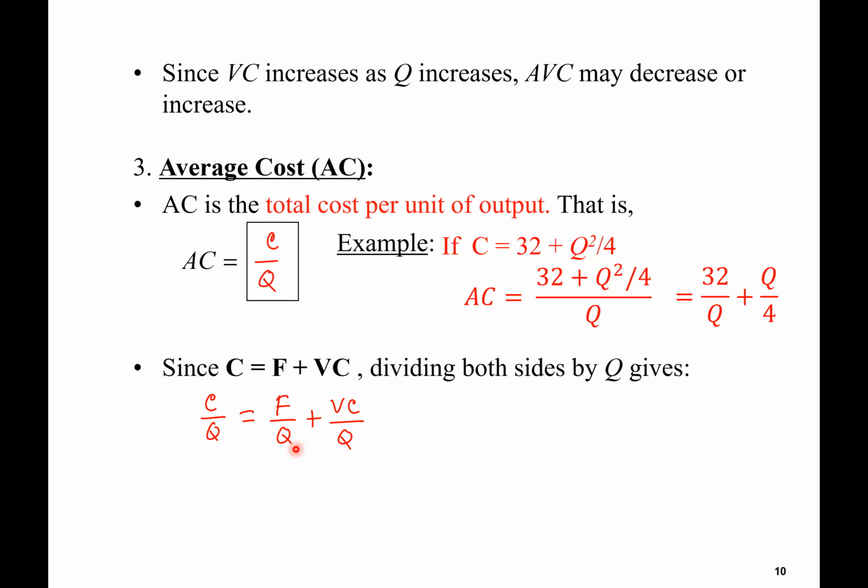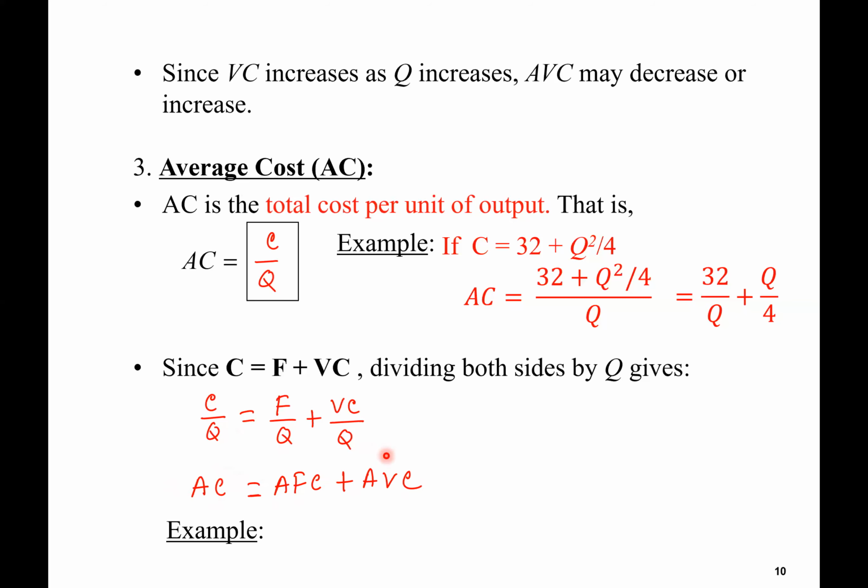On the right-hand side, the first term, F divided by Q, right? We have seen this thing before, right? So this is average fixed cost. VC divided by Q, right? In the same way, this is average variable cost. So this is basically what we have in this equation, right? Average total cost is average fixed cost plus average variable cost, and it makes perfect sense. So on the average, the money that you are spending to produce each unit of output is equal to the amount of money on the average you're spending on your fixed input, plus on the average the money that you're spending on each unit for your variable input, right?